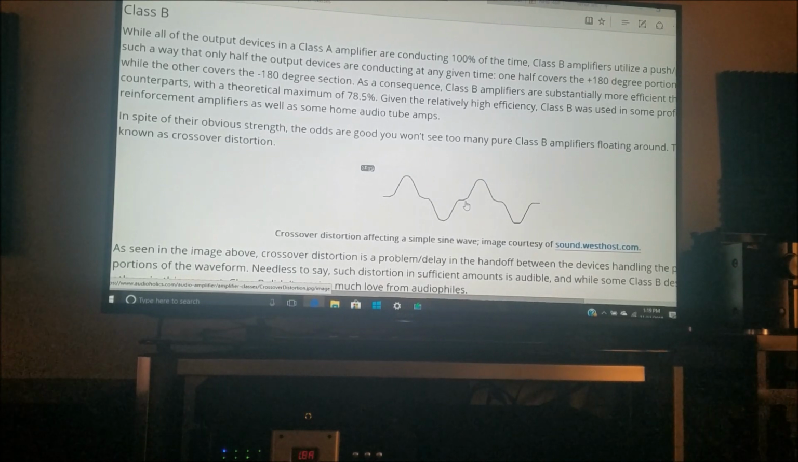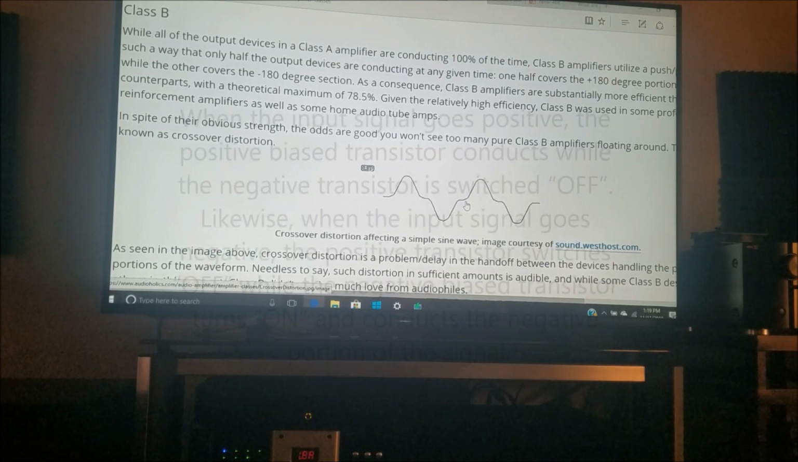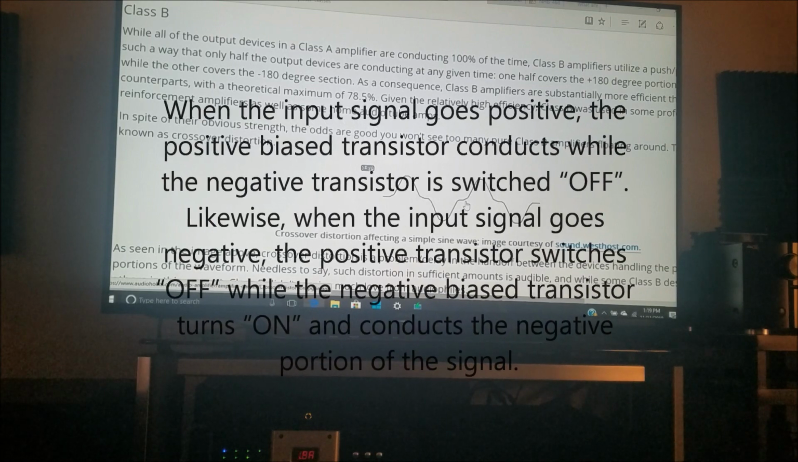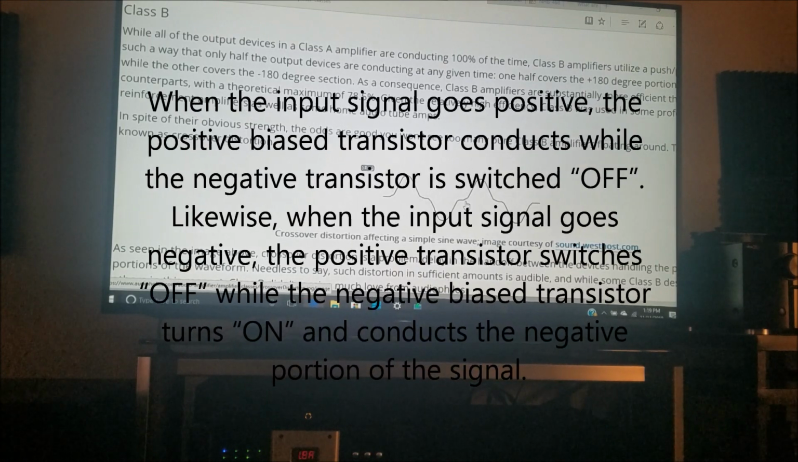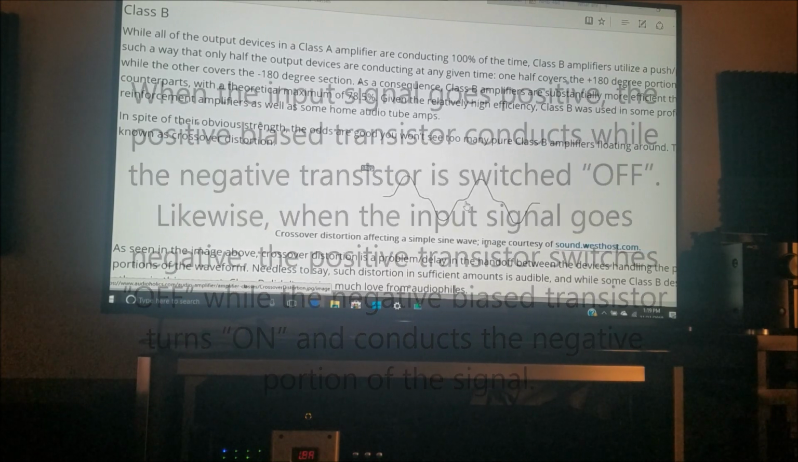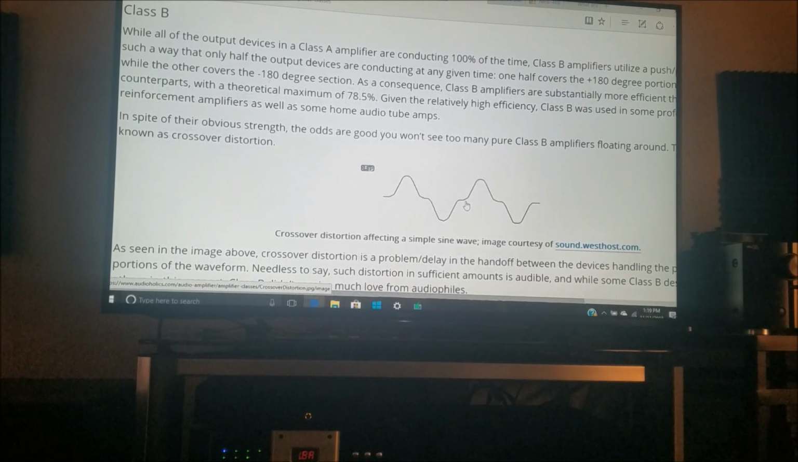We talked about Class A being active for 360 degrees of the waveform, or an entire waveform period. In a Class B, the active device conducts for half of that, 180 degrees of the cycle. Now, it causes an immense amount of distortion if there's only one device handling that. That's why they use two different devices, and each of them conducts for half of the cycle, 180 degrees.